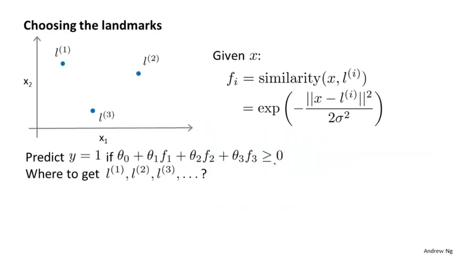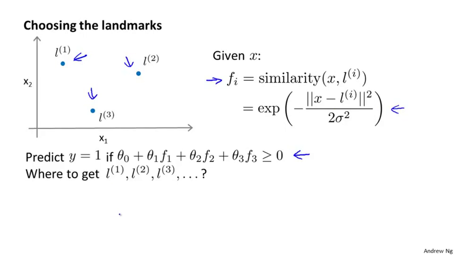In the last video, I talked about the process of picking a few landmarks, L1, L2, L3, and that allowed us to define the similarity function, also called a kernel. In this example, this particular similarity function is a Gaussian kernel, and that allowed us to build this form of a hypothesis function. But where do we get these landmarks from? Where do we get L1, L2, L3 from? It also seems that for complex learning problems, maybe we want a lot more landmarks than just 3 that we might choose by hand.